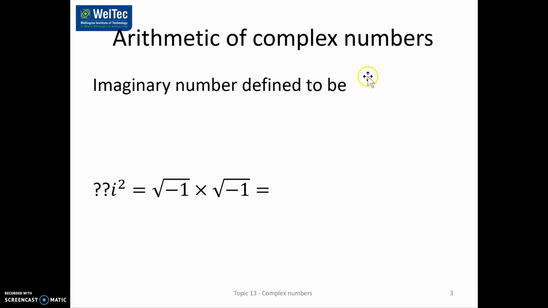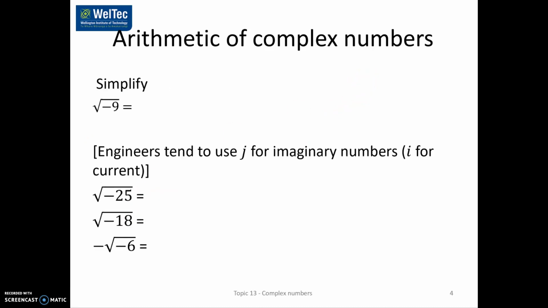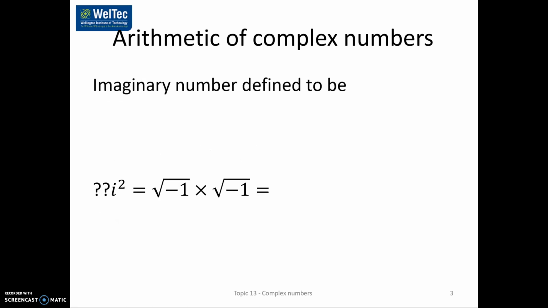Now, we define an imaginary number to be the square root of -1. All the way through we've said you can't take the square root of a negative number. Well, you can if we define it to be, and mathematicians define it as an i and engineers define it as a j. And all it is, is a definition of the square root of a negative number.